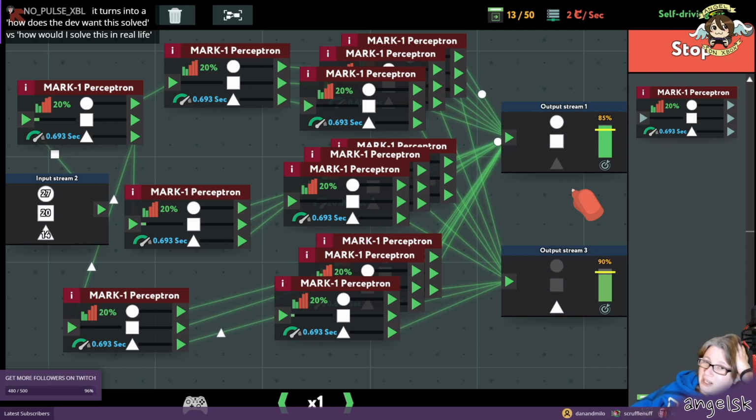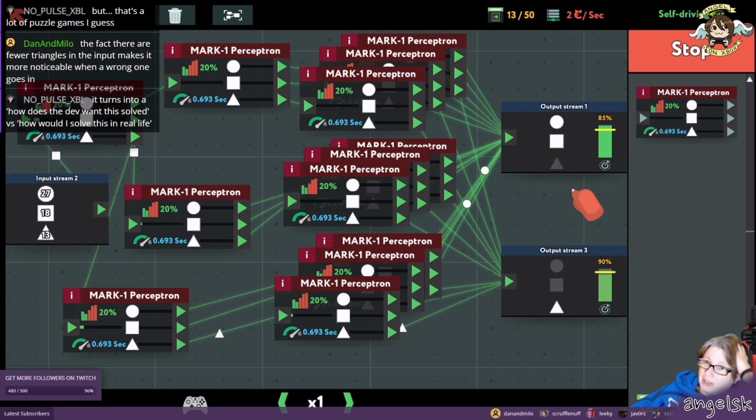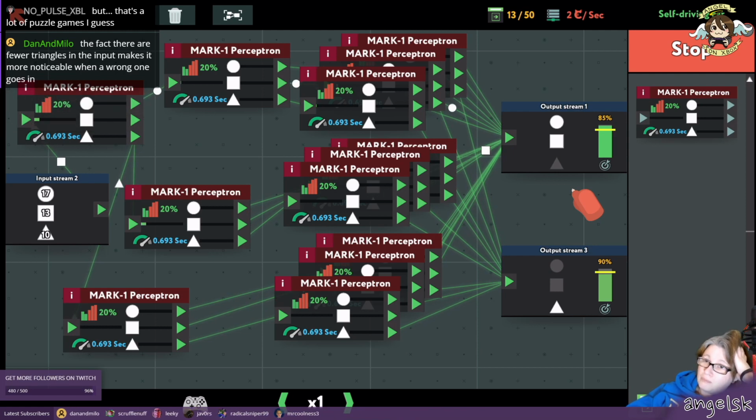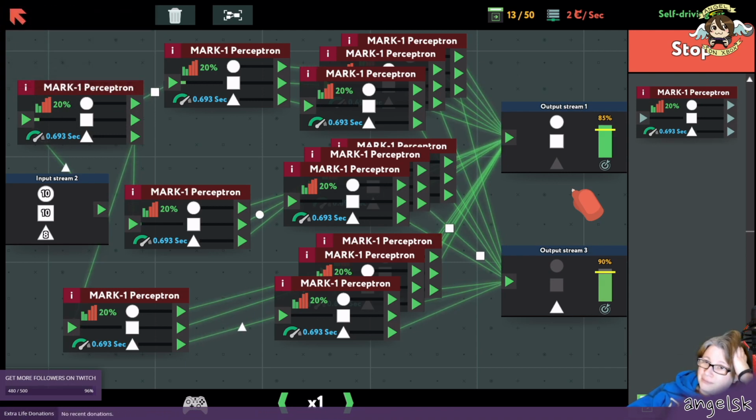Oh yeah, no, 100%. I got an achievement for doing a solution better than developer, so... The fact there are fewer triangles makes it more notable when a wrong one goes in. Ah, yes. But if we think triangle is stoplight, if that's not 100% accuracy, that could cause an accident. Yeah, yeah. Well, I mean, I tend to approach it as how would I solve it? Will the game let me solve it my way?